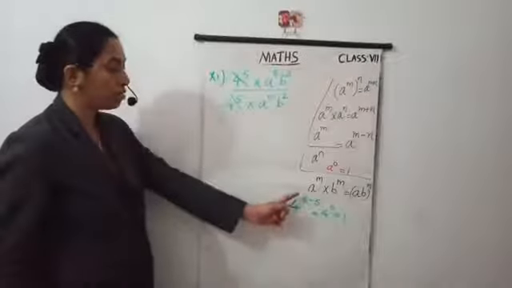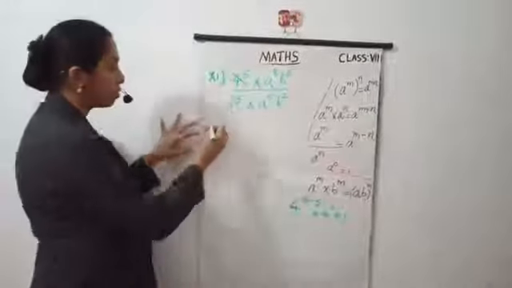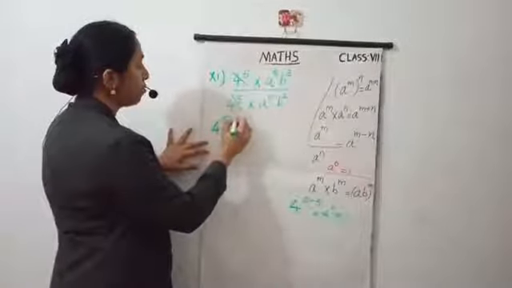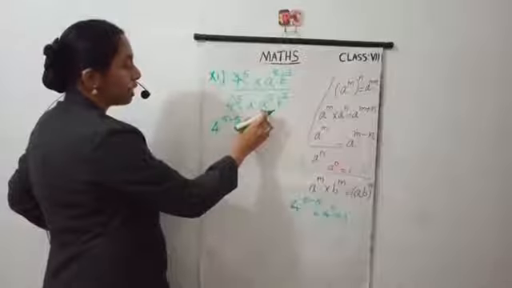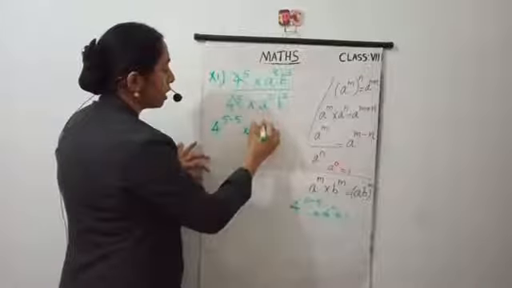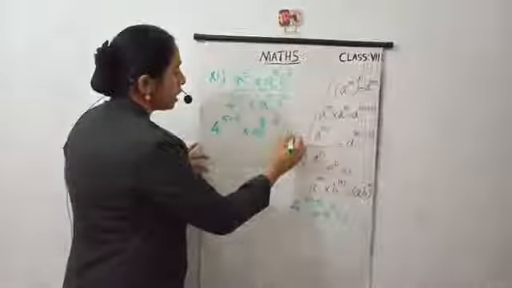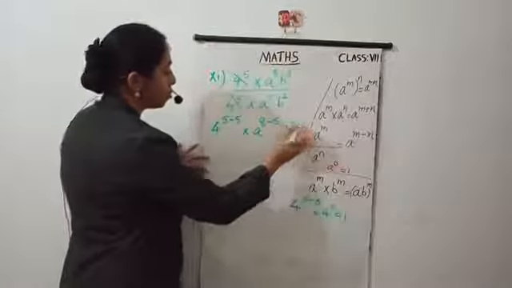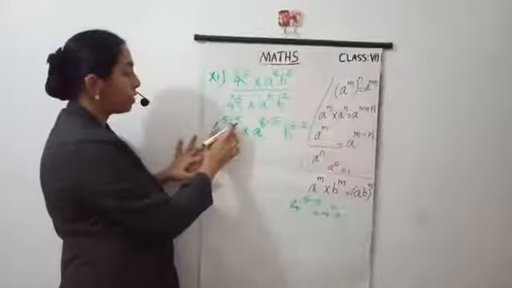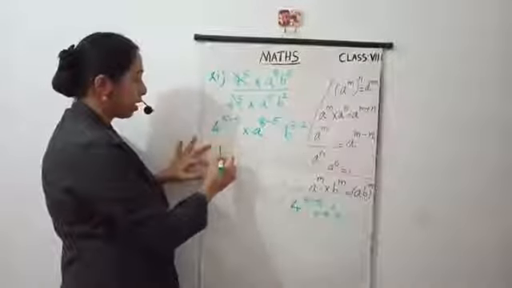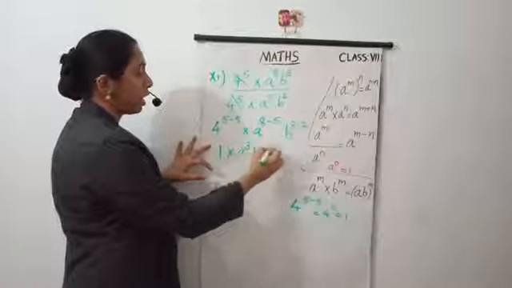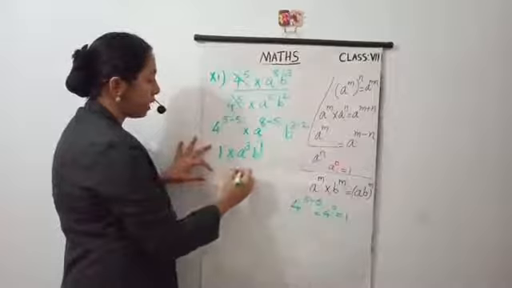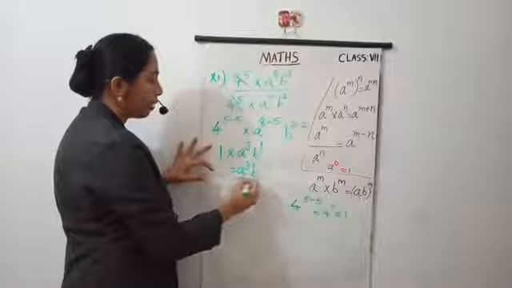So here we can use one law of exponents. That is why the question is given like this. So this is 4 raised to 5 minus 5 into here a raised to 8, here a raised to 5. So this is a raised to 8 minus 5, then b raised to 3 minus 2. This is 4 raised to 0. 4 raised to 0 is 1. So 1 into a raised to 3, 8 minus 5 is 3, and 3 minus 2 is 1. That is, the final answer is a raised to 3 b.